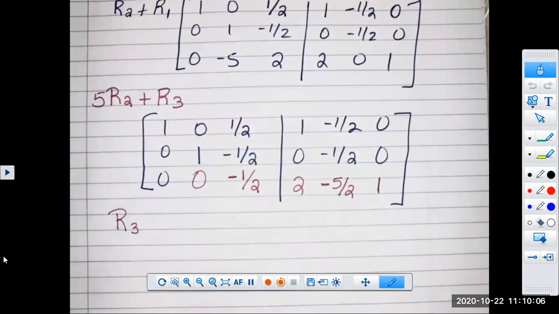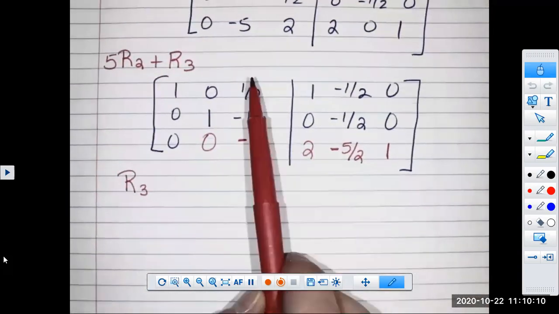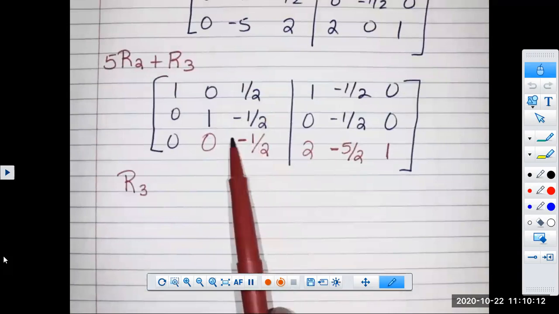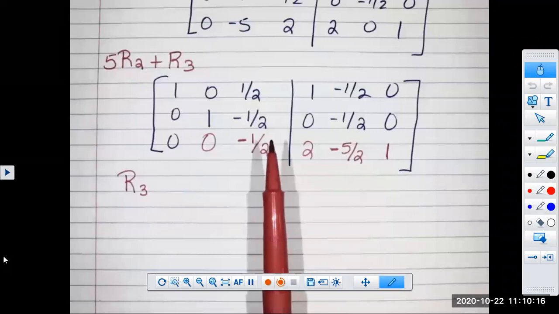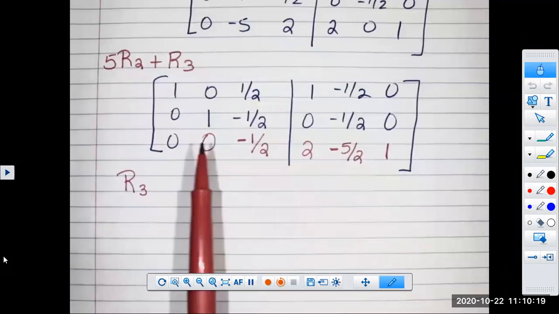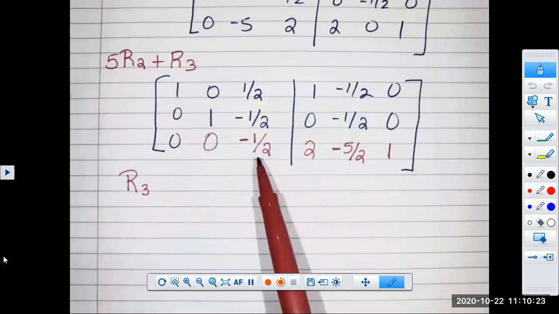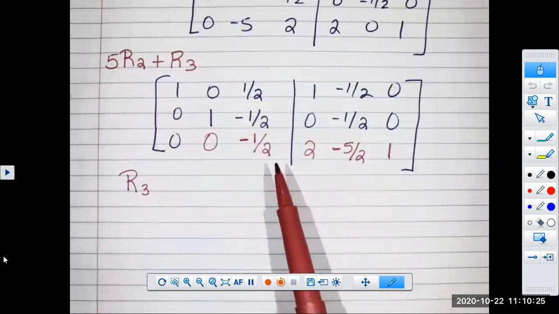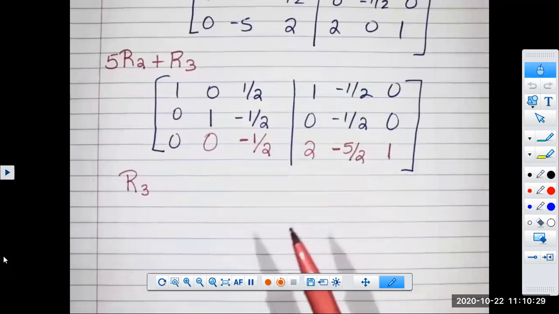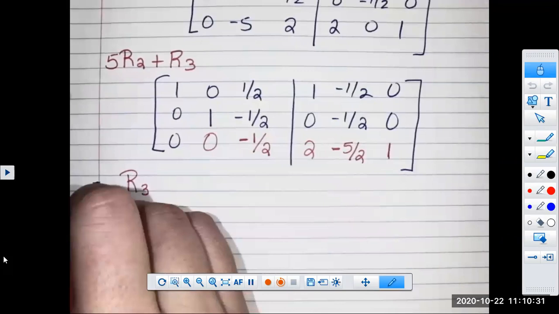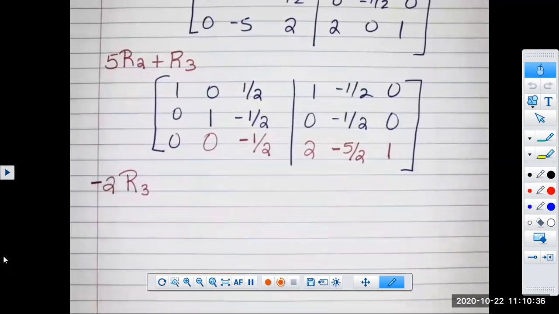Okay, we're getting very close to being done, finally. But we need this number in column 3 to become positive 1. So what do you multiply row 3 by? I need that to become positive 1. So we're going to multiply through by a negative 2. Have I lost y'all? Are y'all good?